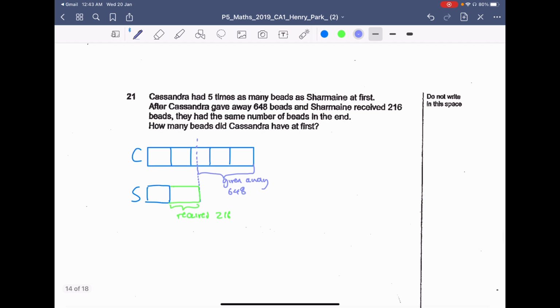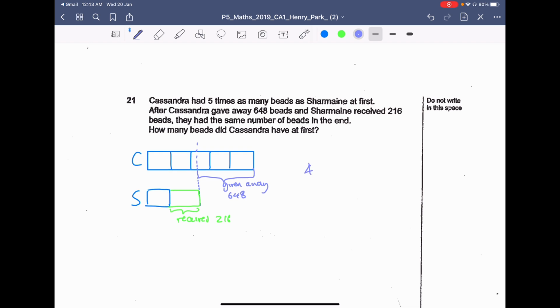So from the diagram, you notice that 4 units equals 648 plus 216, which is basically 864. So 1 unit represents 864 divided by 4, which equals 216.